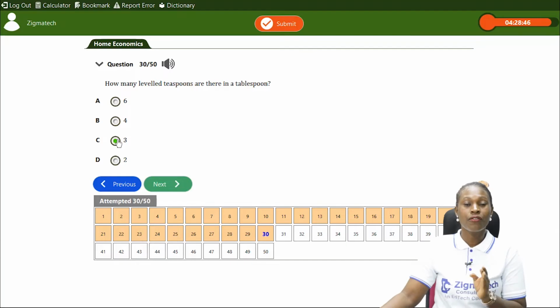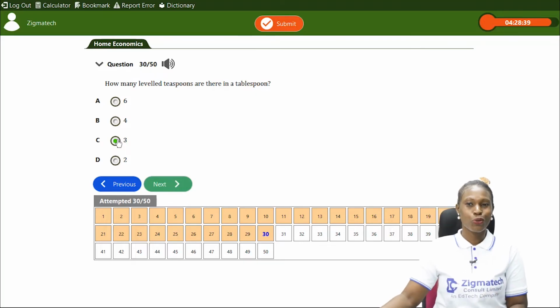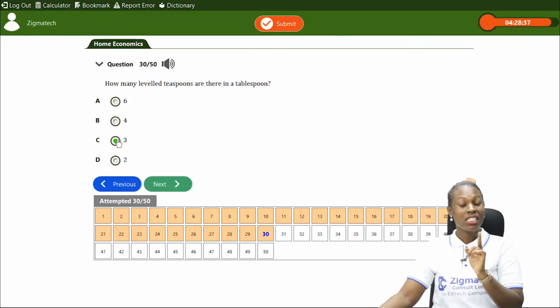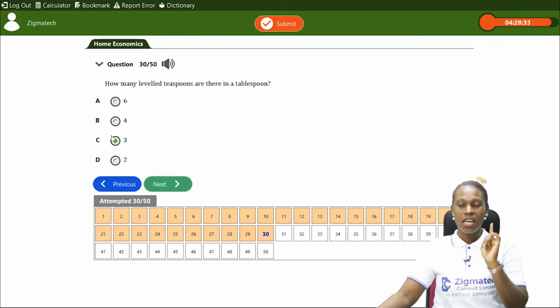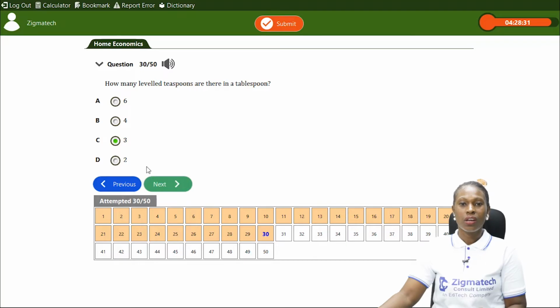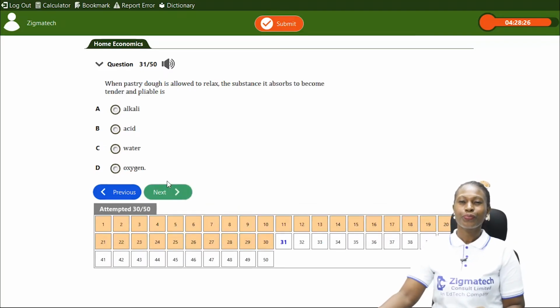We have 3 leveled teaspoons in a tablespoon. Okay, leveled teaspoons. We have 3 leveled teaspoons in a tablespoon. Okay, get that. Let's move on to the next question.